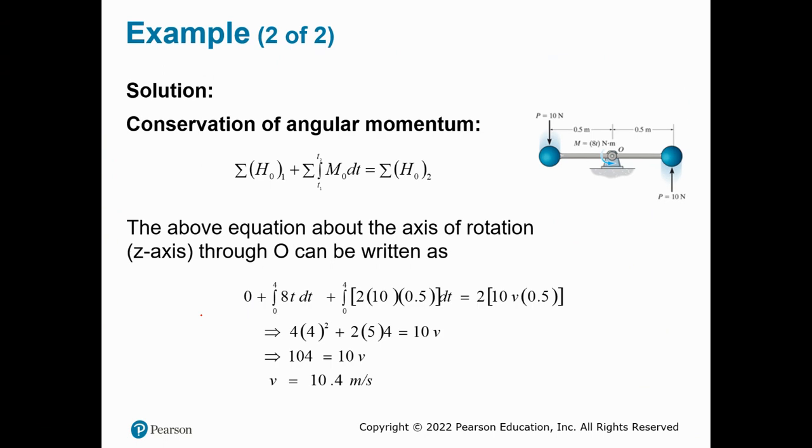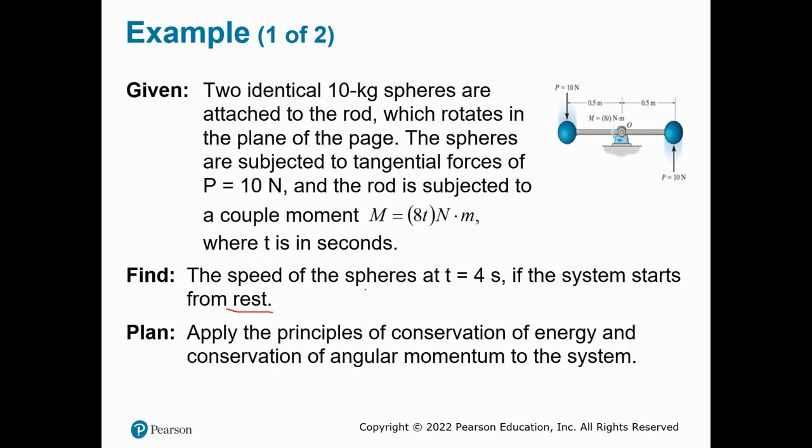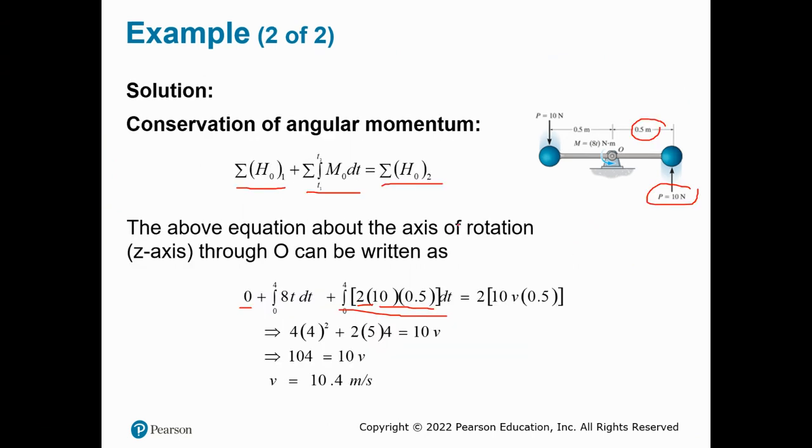Putting that into our angular momentum equation: initial angular momentum plus the angular impulse equals the final angular momentum. Initially, we're starting from rest, so velocity is zero. For the angular impulse, we have two of them. This one refers to the 10 Newton force: 10 Newtons multiplied by 0.5 meter, and I have two of them, over a period of 4 seconds. The other one is the M in the middle, 80 Newton meters over 4 seconds.